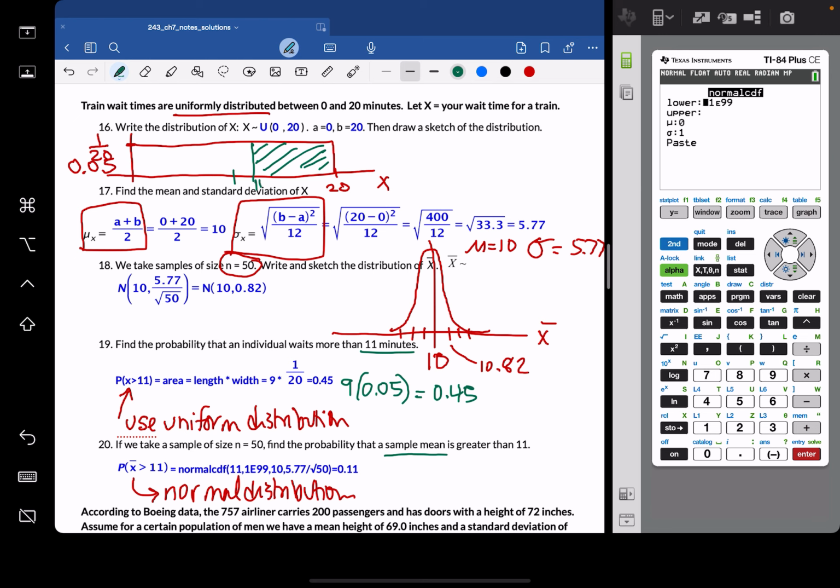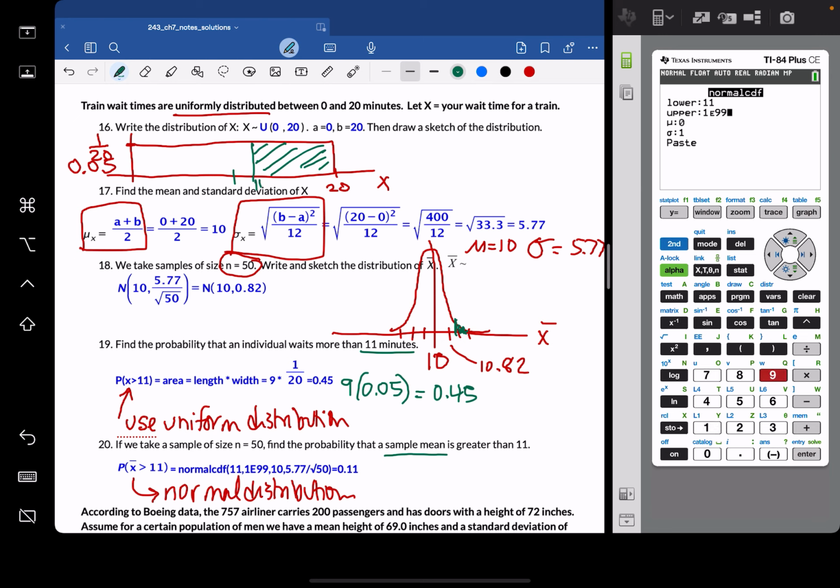Kind of want to shade it on here. So 11 would be like right over there. And I'm just trying to find that likelihood, so I'm expecting it to not be that high. So 11 is my lower bound. Upper bound is 1E99.